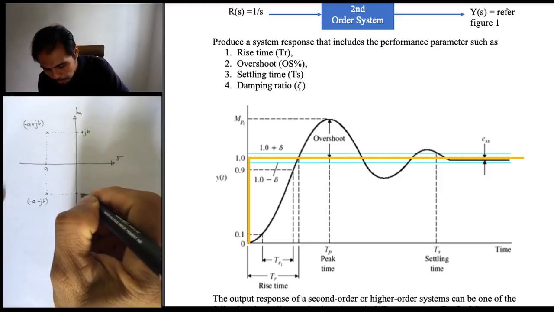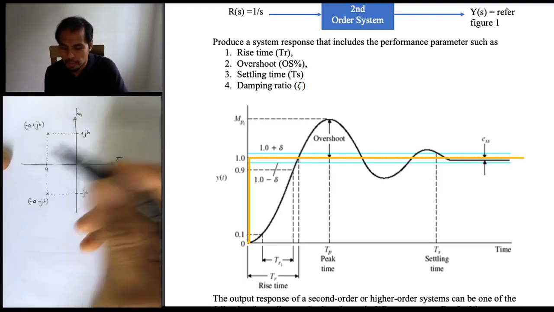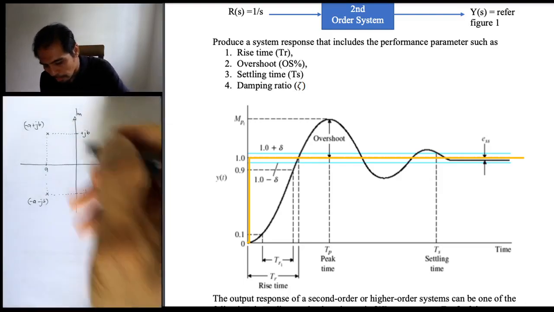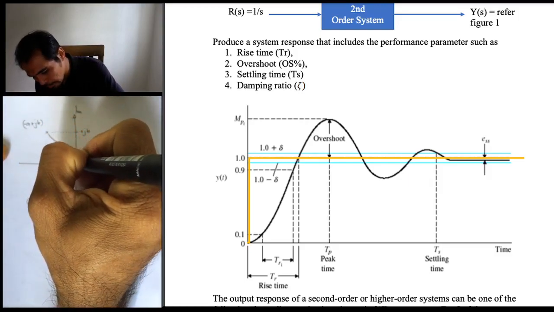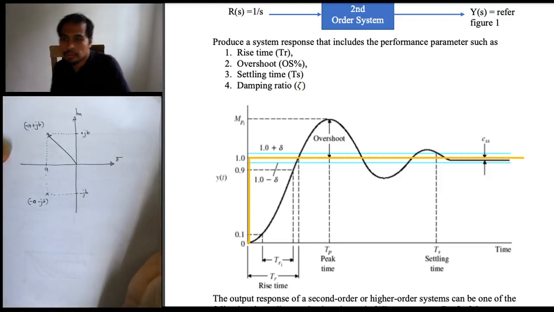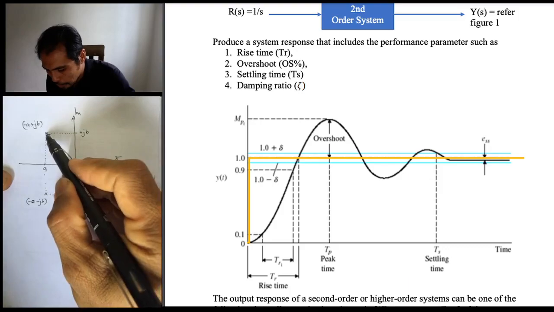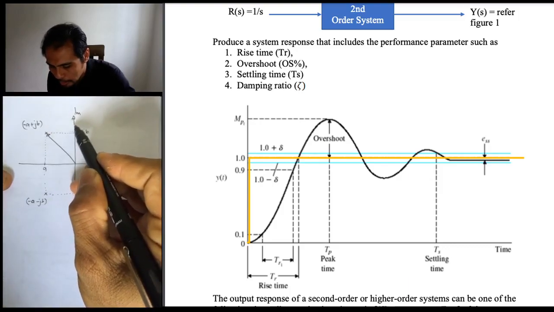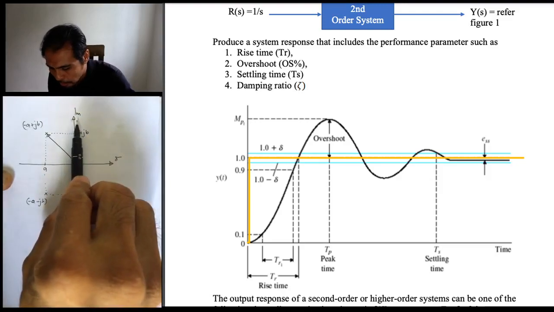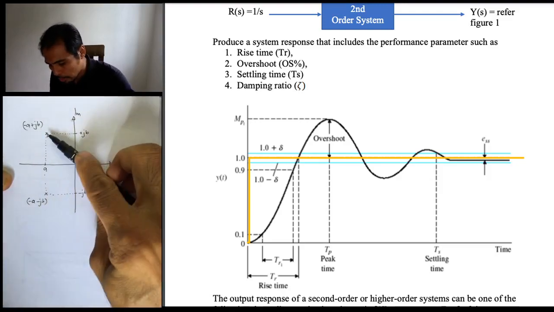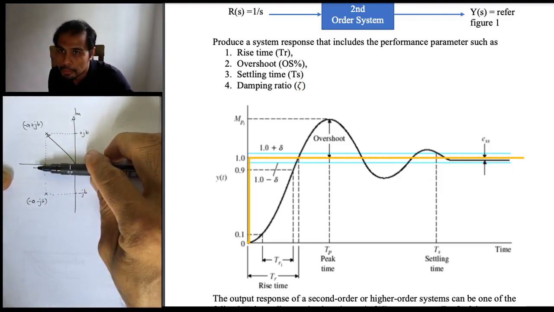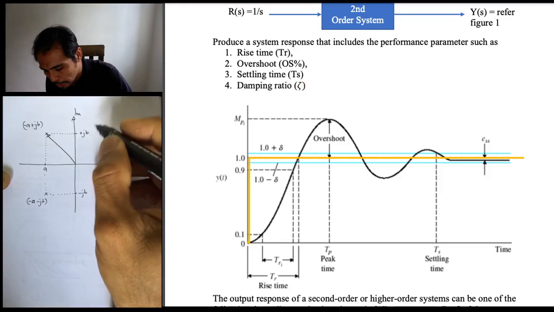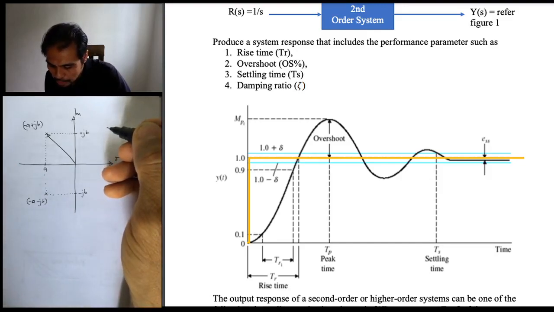For analysis purposes, we just consider one side, because they are mirror images. Now we have a point, the root here. We should draw a line there, a vector to that point. Now you see that if this point moves towards this side here, we are going to have an undamped system. If this point is moving to the real axis, it becomes an overdamped system.